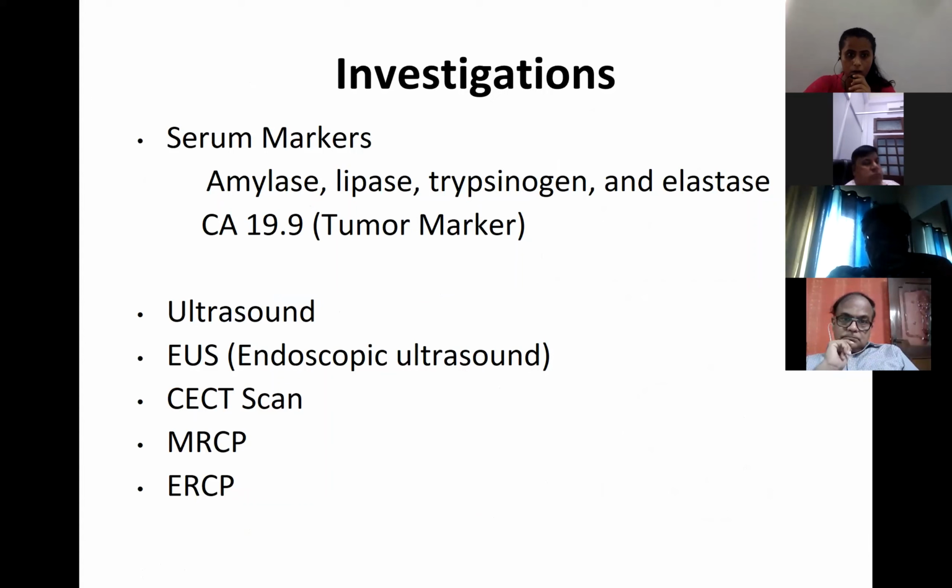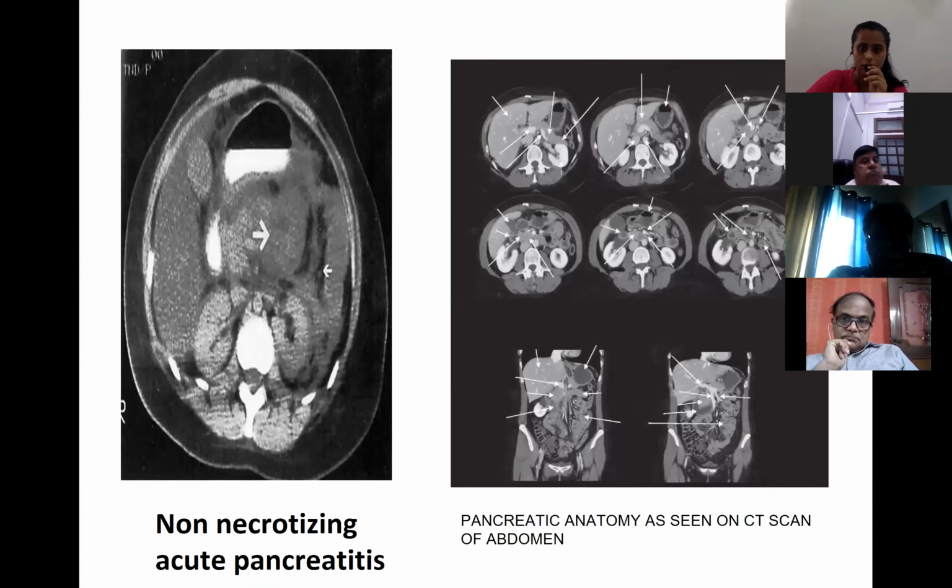So here we can see this is the CT scan of the abdomen. Here we can appreciate this is the pancreas, this is the liver, and here is the aorta, and this one is the vertebra.